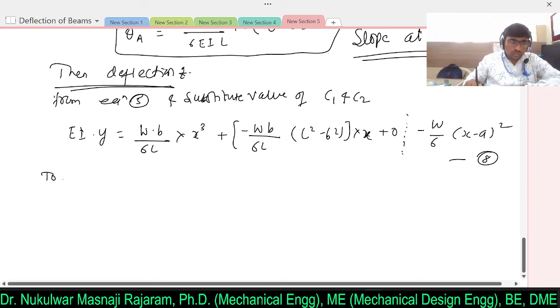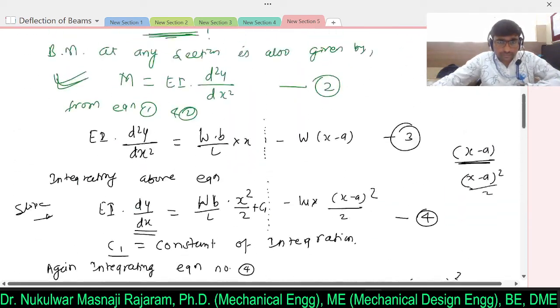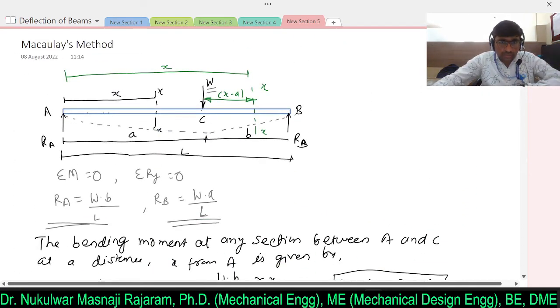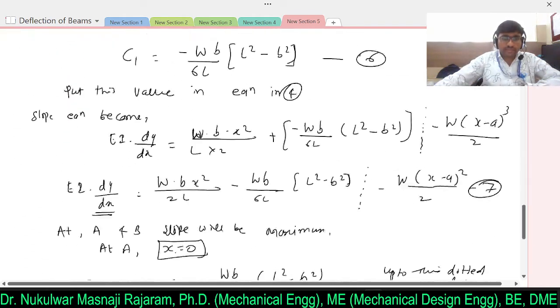Clear? So to find the deflection YC under the load, so deflection at point C, I can rewrite the above equation. So EI into YC will be equal to W into B divided by 6L into X cube. If you want it at point C, at C I can say x is equal to A. Clear? So at C, x is equal to A.